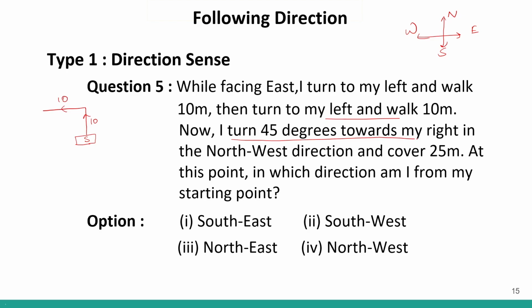Then he turns 45 degrees towards my right. So 45 degrees, if we draw something like this, what will be the 45 degrees? 45 degrees will be here. So he takes a 45 degree turn towards the right, in the northwest direction. So the direction is also mentioned to us, northwest direction, and covers 25 meters. So from here he goes 25 meters in the northwest direction. At this point, in which direction am I from my starting point? So we have to find out what this direction is in relation to this direction. So clearly this direction is like this. That means it is towards the northwest, which is option number 4. So option number 4 will be the correct answer to this question.